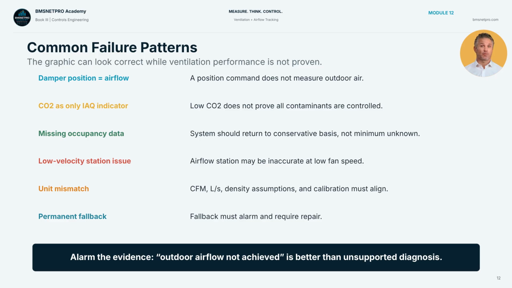Common failure patterns repeat across projects. Teams treat damper position as airflow, use CO2 as the only indoor air quality indicator, reduce ventilation when occupancy data are missing, ignore airflow station turndown at low fan speed, mix units or density assumptions, fail to test DCV and economizer interaction, allow fallback to remain indefinitely, or report calculated airflow as though it were a calibrated measurement. The correction is disciplined evidence: measure, validate, trend, alarm, and commission.